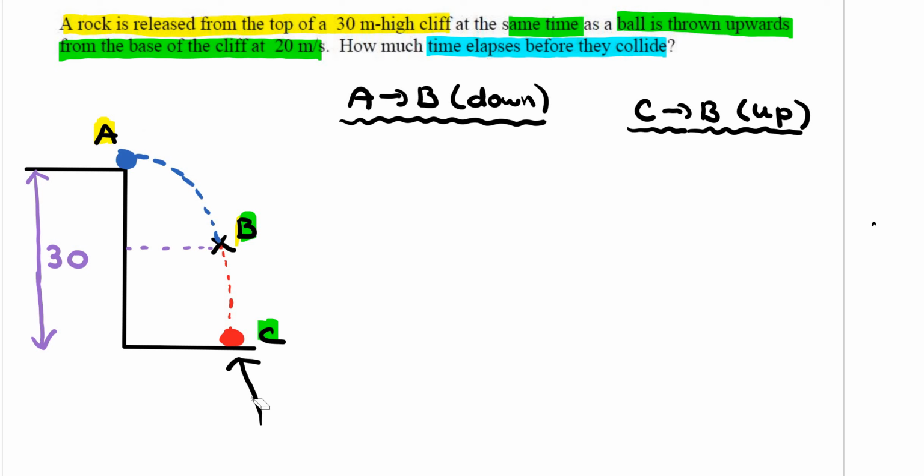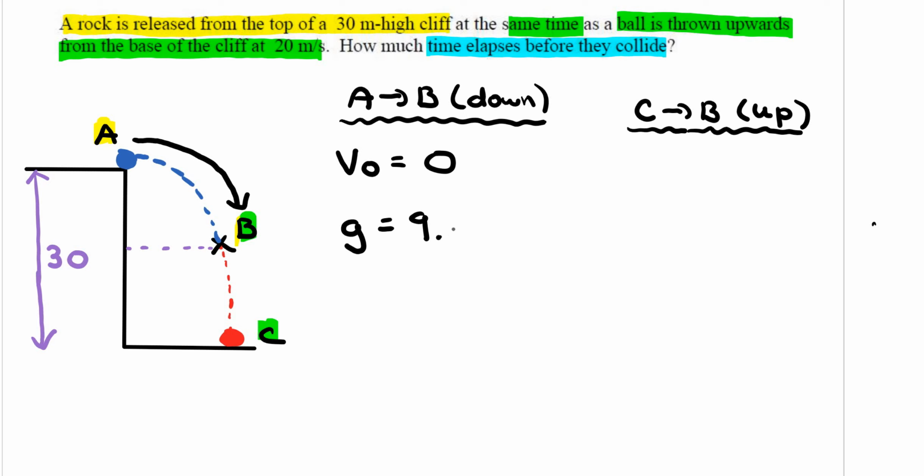Okay, so let's take a look at this particular problem here. If I'm looking at my blue rock, which starts at the top of this 30-meter cliff here, clearly from A to B, the rock is falling down. So for the rock that's being thrown down, we're going to collect some information here. So when we're falling down, your initial speed is going to be 0 meters per second. And since the ball is falling down, your acceleration due to gravity is going to be 9.80 meters per second squared.